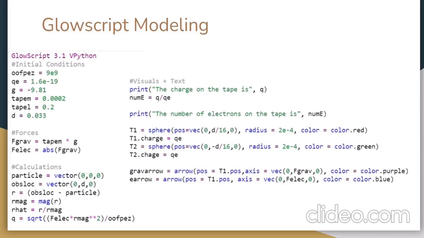Our GlowScript model. In this code, we essentially set the same conditions and do the same calculations just inside of Python. We have our initial conditions. We also calculate the forces, and we are able to create a visual model and find the amount of electrons on the tape and the charge.